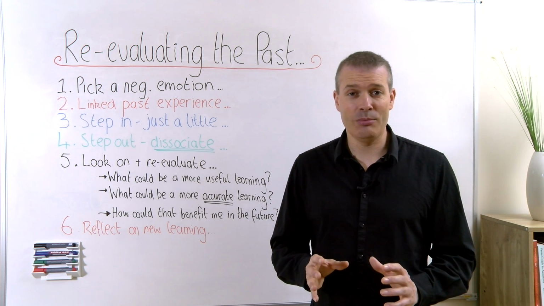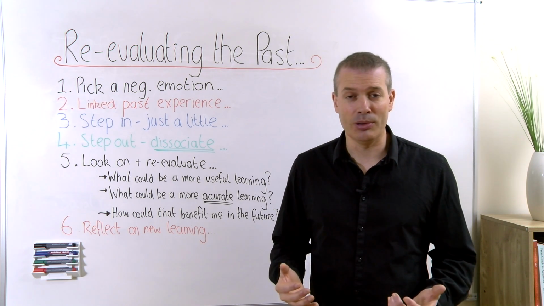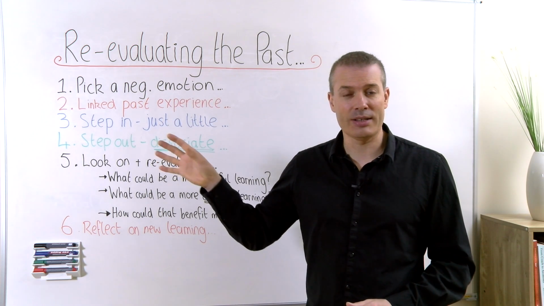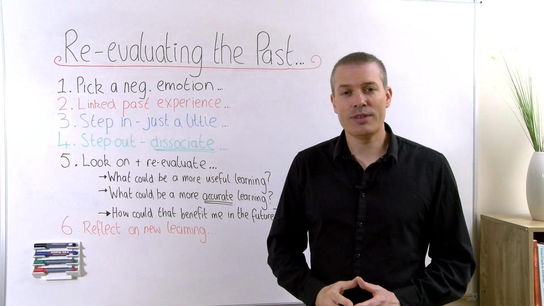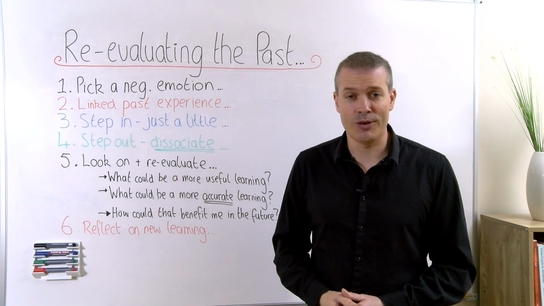So you want to pick the emotion. You can write down how you describe the emotion if you like. You can put a label on it. Then I'd like you to select some kind of linked past experience. So this is a time in your past where you've felt that emotion.